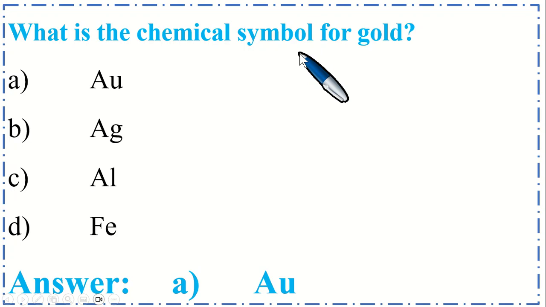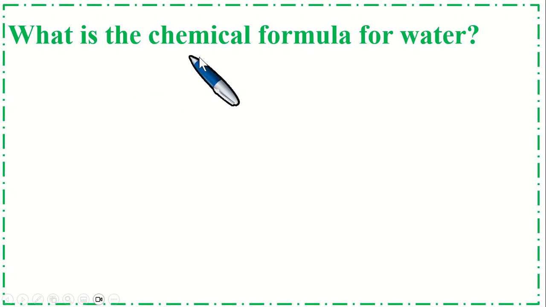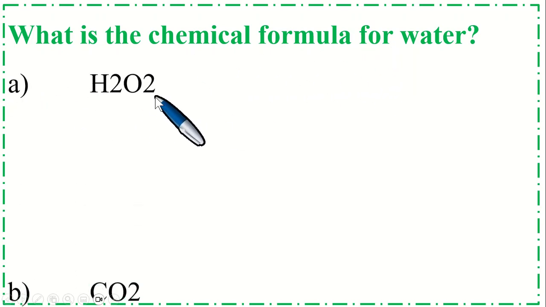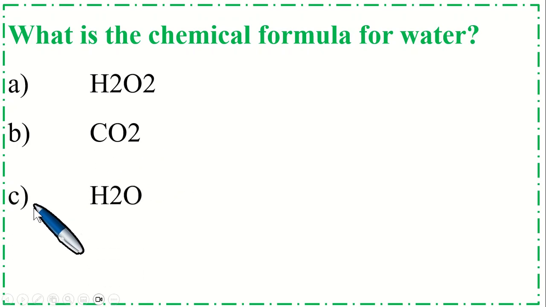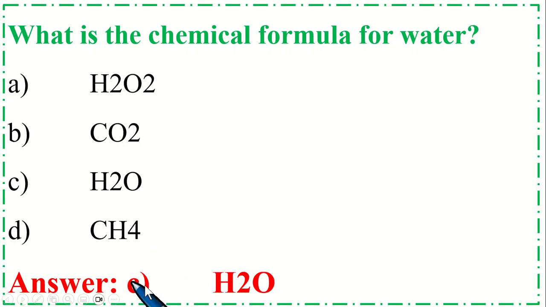What is the chemical symbol for gold? So the correct option is A AU. What is the chemical formula for water? Option A H2O2, B CO2, option C H2O, and option D CH4. So the correct option is C H2O.